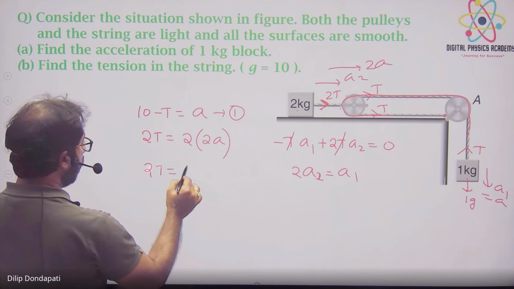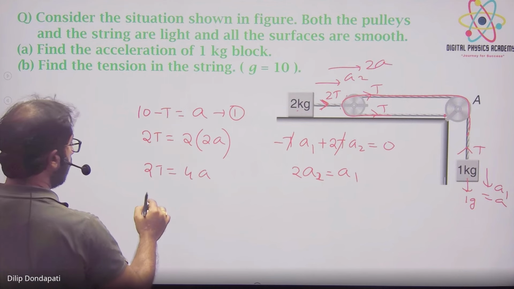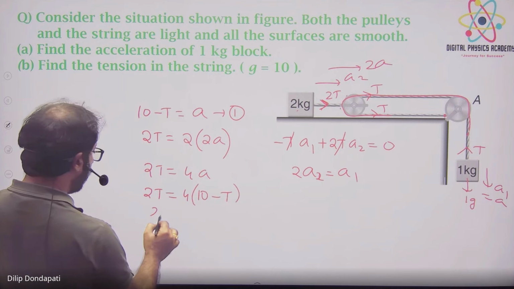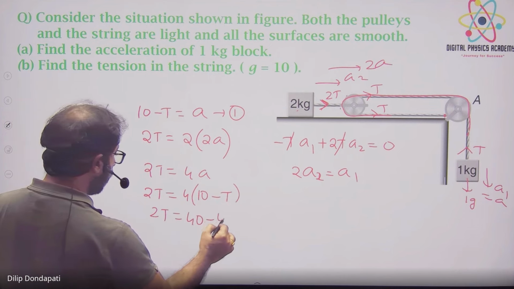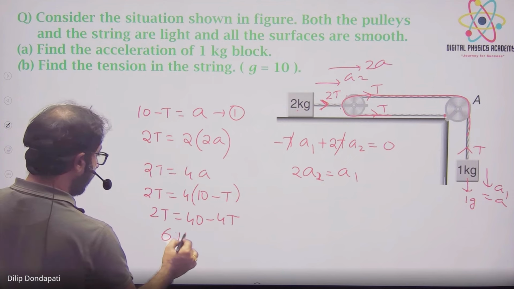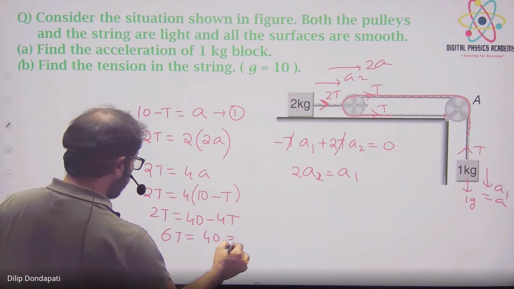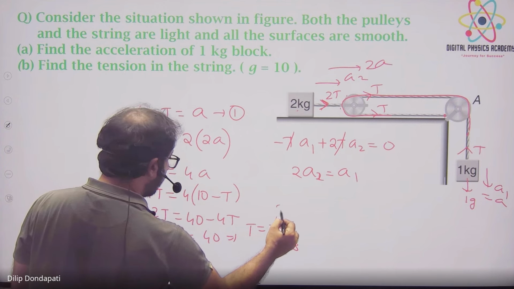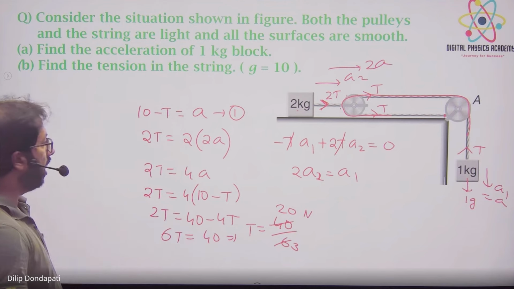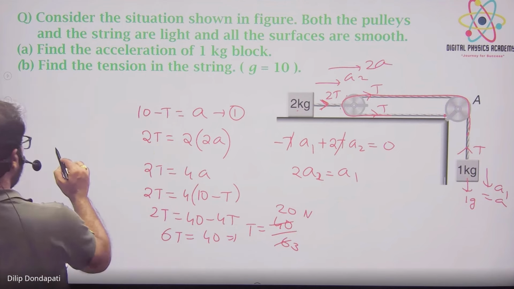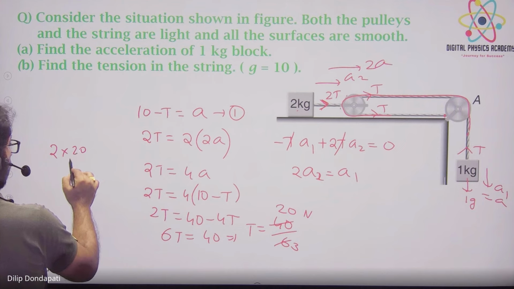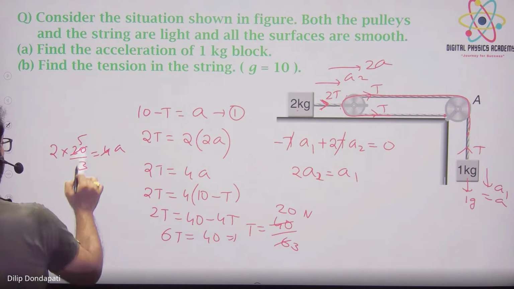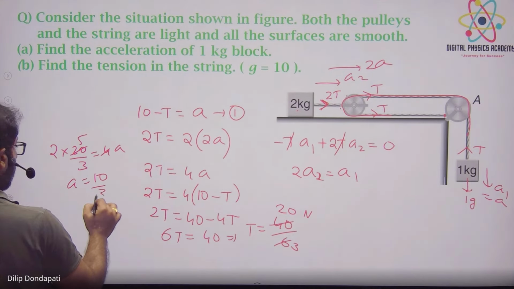So 2T is equal to 4A. A की जगह में substituting, so 2T is equal to 4 times of 10 minus T. So 2T is equal to 40 minus 4T. So 6T is equal to 40. So T is equal to 40 by 6, which is 20 by 3 newton, the tension. If I substitute here, you will get 2 into 20 by 3 is equal to 4A. So acceleration is 10 by 3 meters per second square.